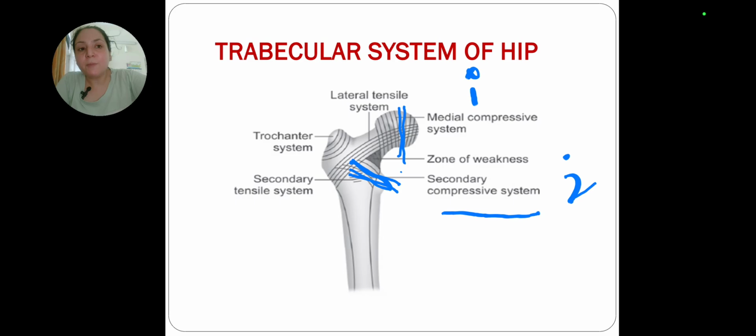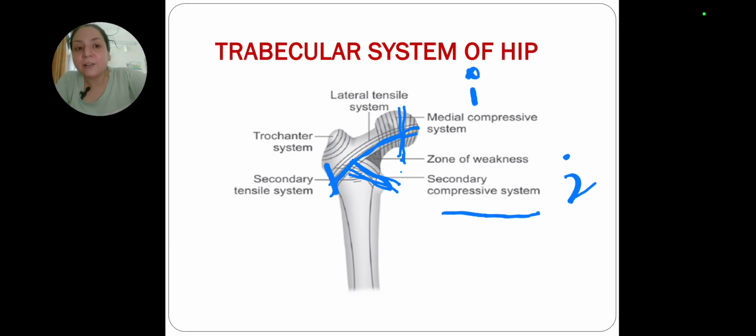So there is a line from the medial side which is vertically oriented, and there is a line which is almost laterally oriented. Then there is a line which is called the lateral tensile system, which is basically arising from the lateral side. It is arising from this side and moving to the lateral side and moving to the head.